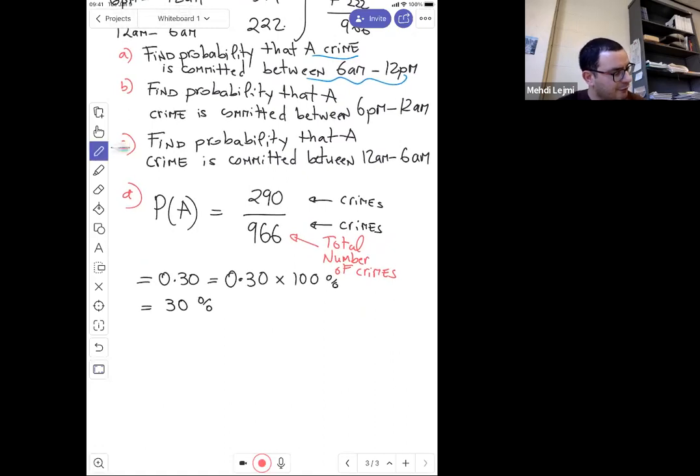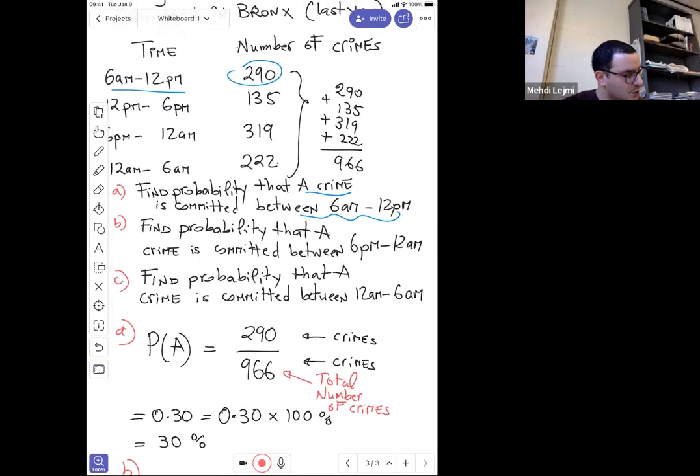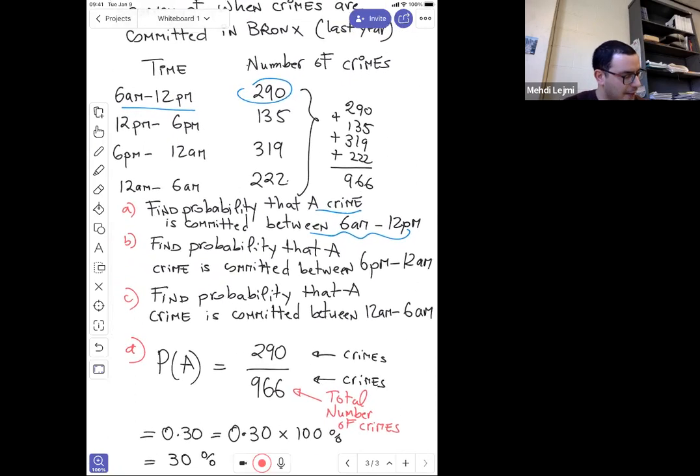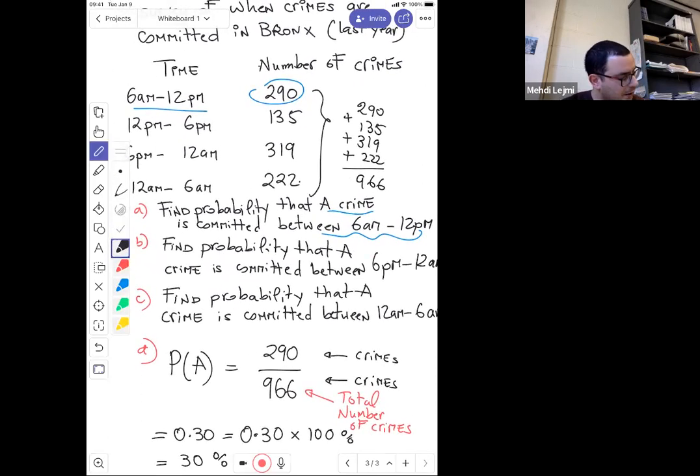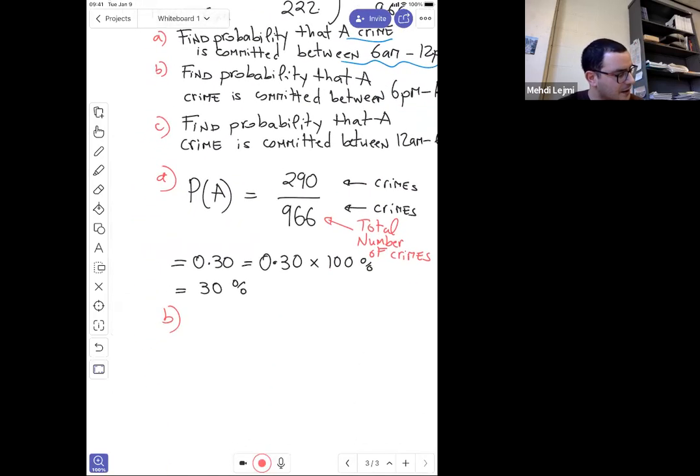All right, B, the idea is the same, of course. It's just a different time interval. So in B, the interval is from 6 p.m. to 12 a.m. Of course, we have 319 crimes.